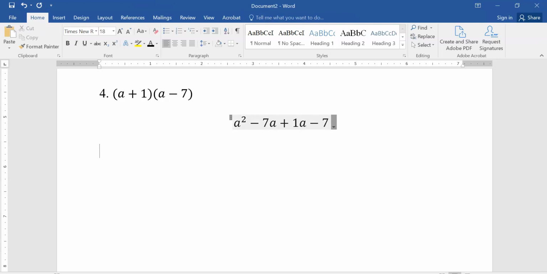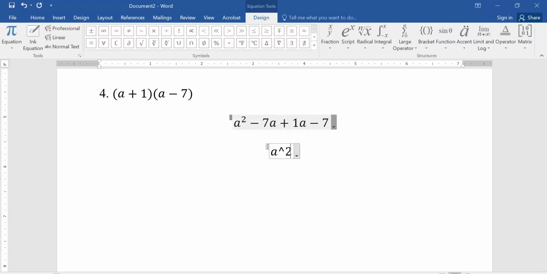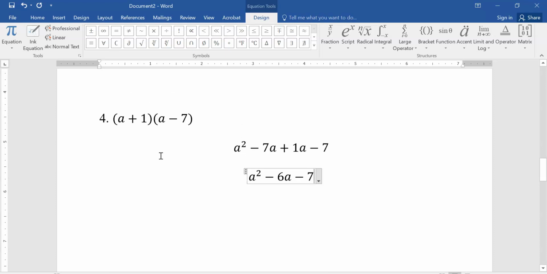Now you can combine like terms. You get a squared minus 6a minus 7. By the way, this binomial times binomial is something that you may have seen in your earlier classes. People say FOIL, F-O-I-L. And that actually is just an acronym for what these terms are doing. So let me explain what I mean by that.